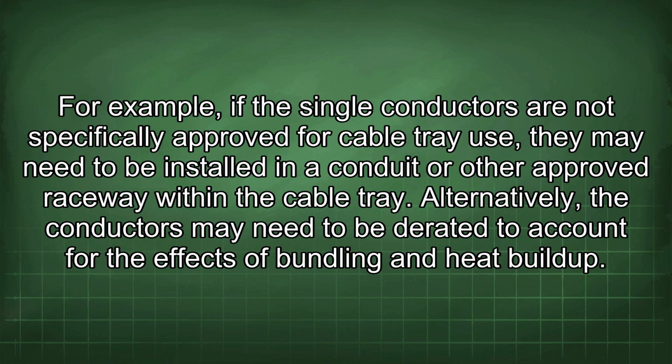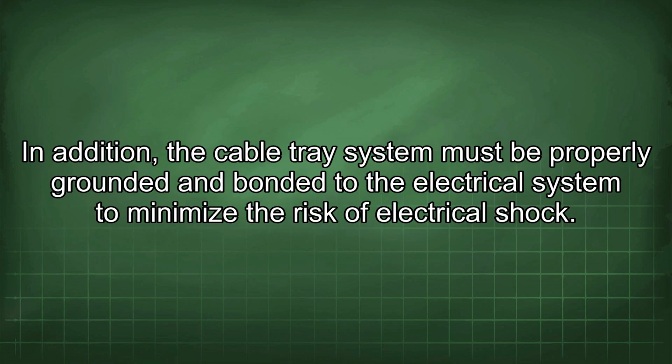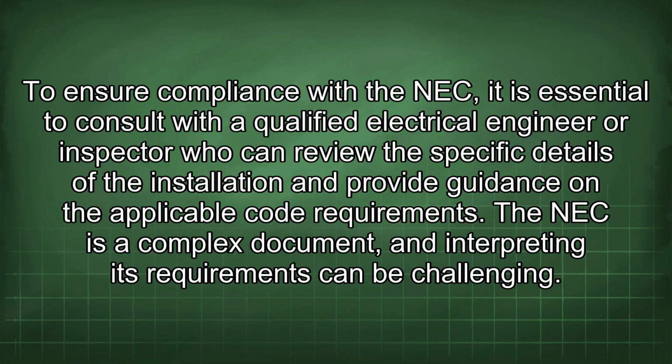For example, if the single conductors are not specifically approved for cable tray use, they may need to be installed in a conduit or other approved raceway within the cable tray. Alternatively, the conductors may need to be derated to account for the effects of bundling and heat buildup. In addition, the cable tray system must be properly grounded and bonded to the electrical system to minimize the risk of electrical shock. To ensure compliance with the NEC, it is essential to consult with a qualified electrical engineer or inspector who can review the specific details of the installation and provide guidance on the applicable code requirements.